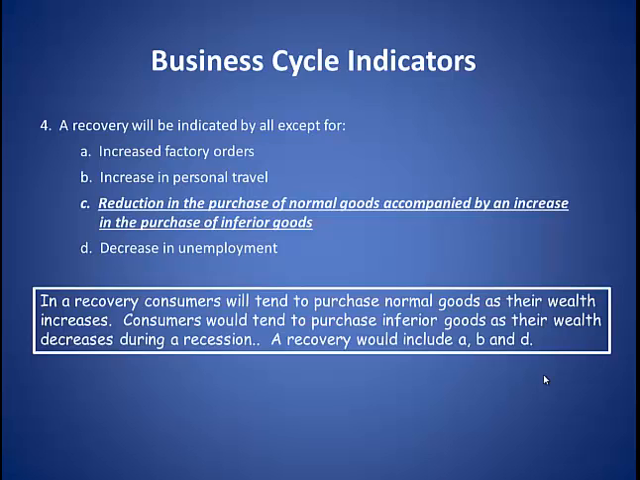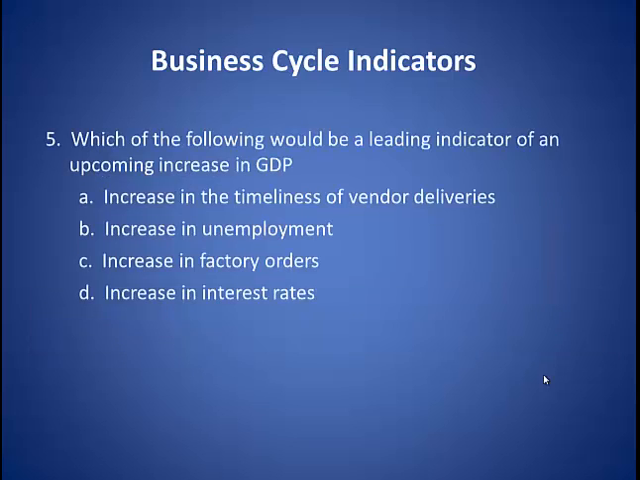But C is the answer. In a recovery, consumers will tend to purchase normal goods as their wealth increases. By the same token, consumers would tend to purchase inferior goods as their wealth decreases during a recession. So answer C is indicating the opposite of a recovery. Let's try number 5.